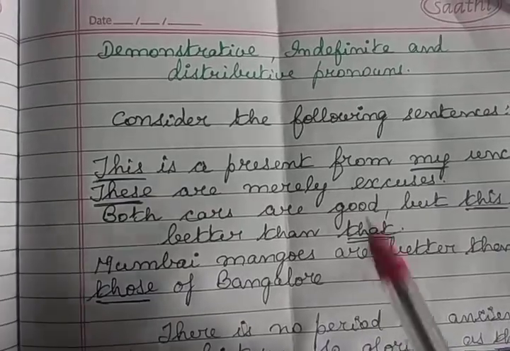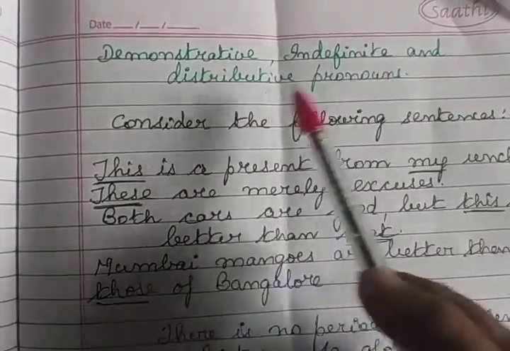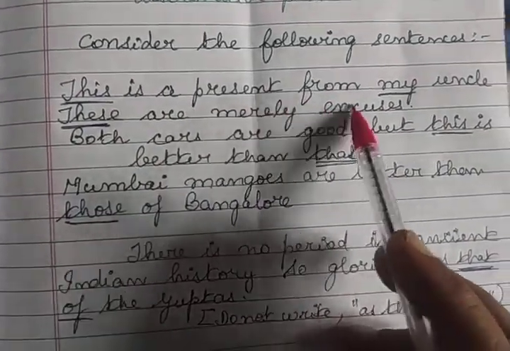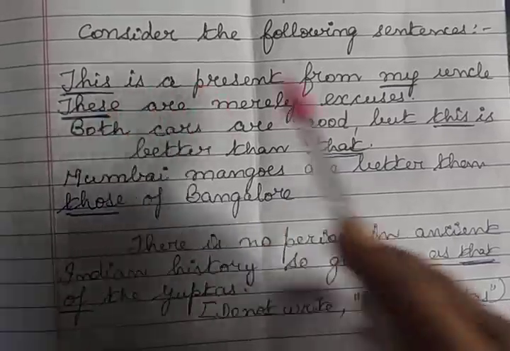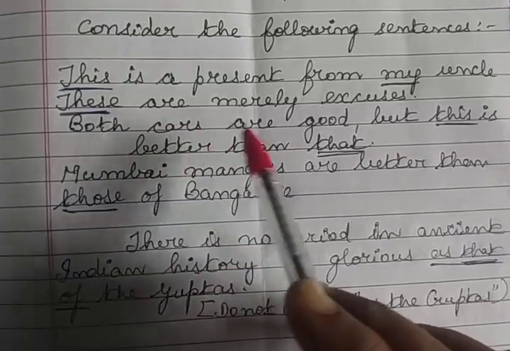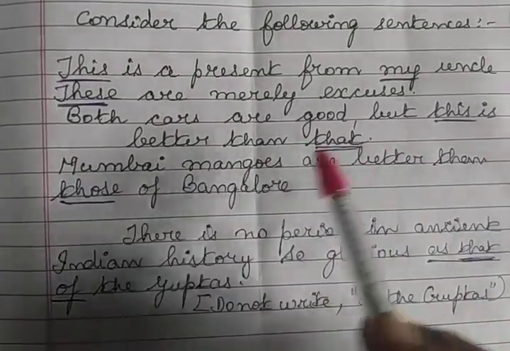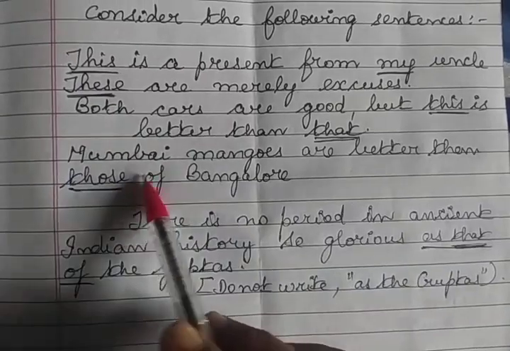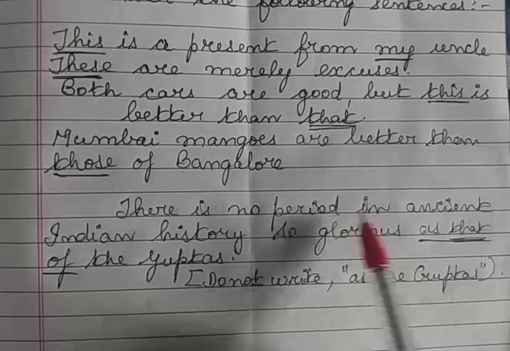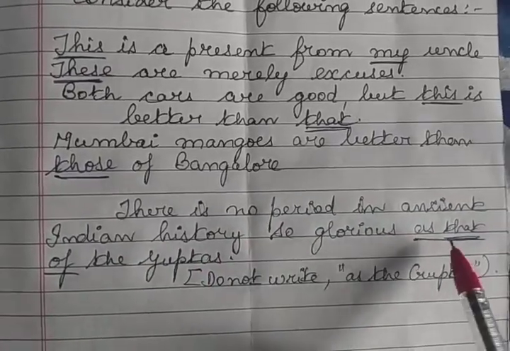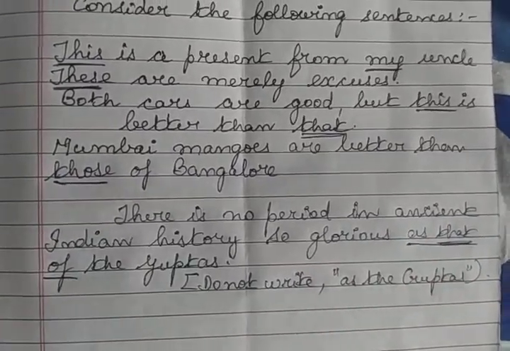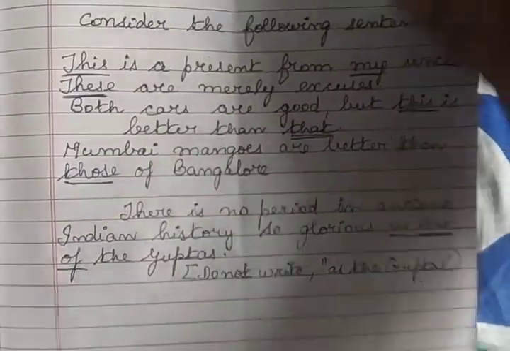In this video, we are going to see about demonstrative, indefinite and distributive pronouns. Consider the sentences given below. This is a present from my uncle. These are merely excuses. Both cars are good, but this is better than that. Mumbai mangoes are better than those of Bangalore. There is no period in ancient Indian history so glorious as that of the Guptas. We do not write as the Guptas, as that of the Guptas.